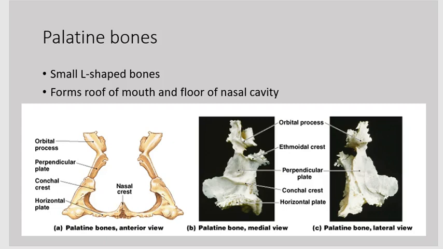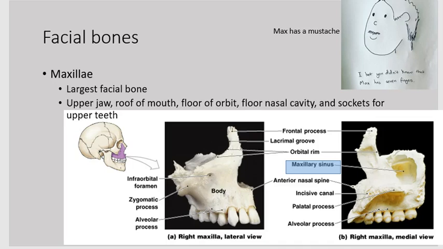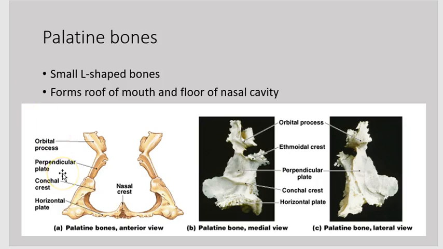The next bones we're going to talk about are the bones that form part of the hard palate. Some of that hard palate, you can look right here, is formed by the maxilla, and the rest of it is formed by these palatine bones. These are little L-shaped bones that form part of the roof of the mouth, and a little bit of the nasal cavity. You can see the crest right there where they meet up medially.